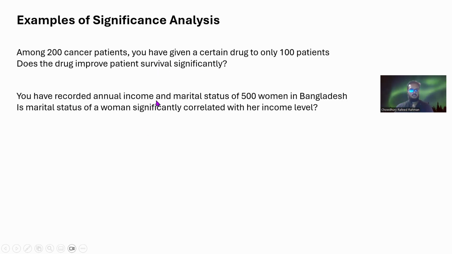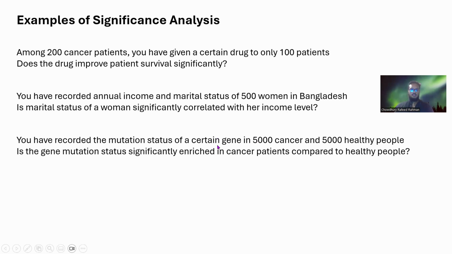Then there is this particular example where you have recorded annual income and marital status of 500 women in Bangladesh. So marital status can be married or divorced. So the question is, is the marital status of a woman significantly correlated with her income level? So often people say that if a woman has a higher income, she has a higher divorce rate. So is that actually true? So we can actually test that using the data that we collect.